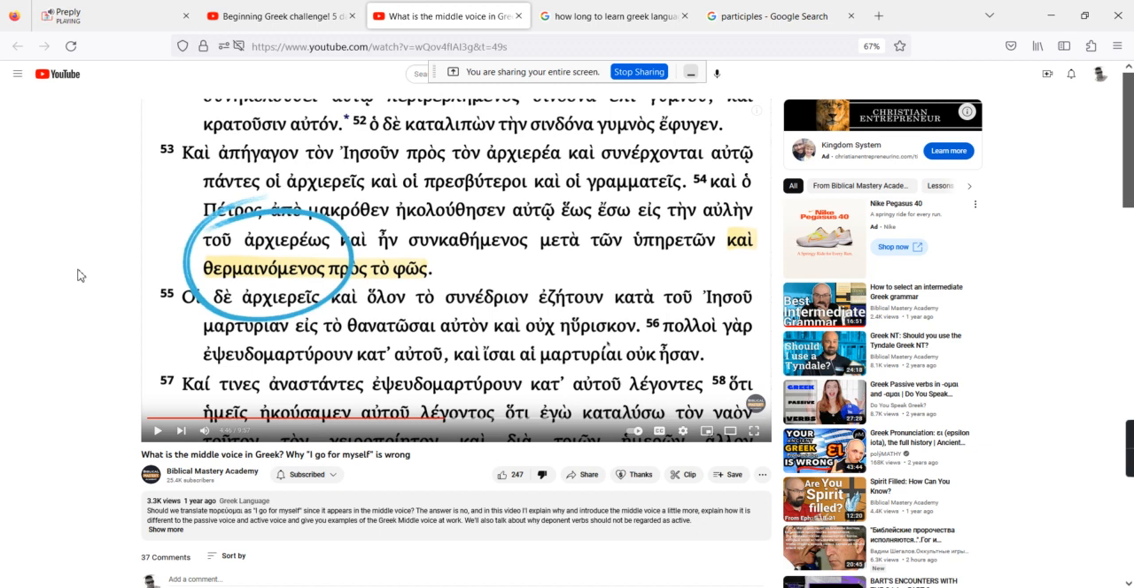But I'm not sure, and it would be good for him to explain to us if this "thermenomenos," because it's a participle, okay, the meaning, when he translated in English, it sounds like a middle voice, but I'm not sure if it's really a middle voice, what actually is this word. I mean, it's a participle. Participles can have active voice, they can have passive voice and whatever.